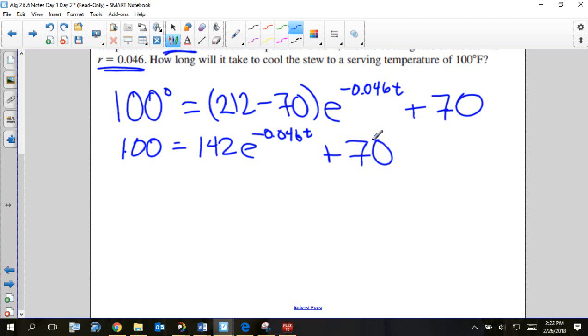Now we are getting rid of what next? The other 70. You're going to subtract it from both sides. So now we have 30 equals 142 e to the negative 0.046 t. We're peeling away those layers until we can get to the t. What do we get to do next?